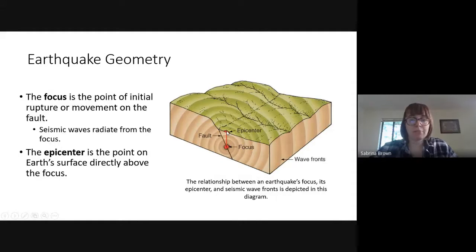And we care about the epicenter because it's the place on Earth that we can pinpoint geographically and say, this is where the earthquake occurred below, and it's the closest possible point to the focus, so it's going to be the place that has the most intense wave action from that earthquake.